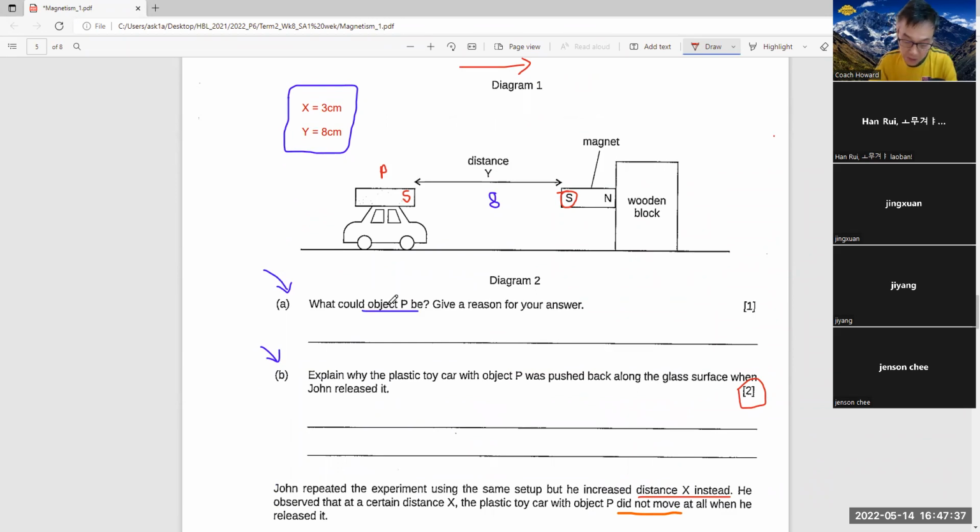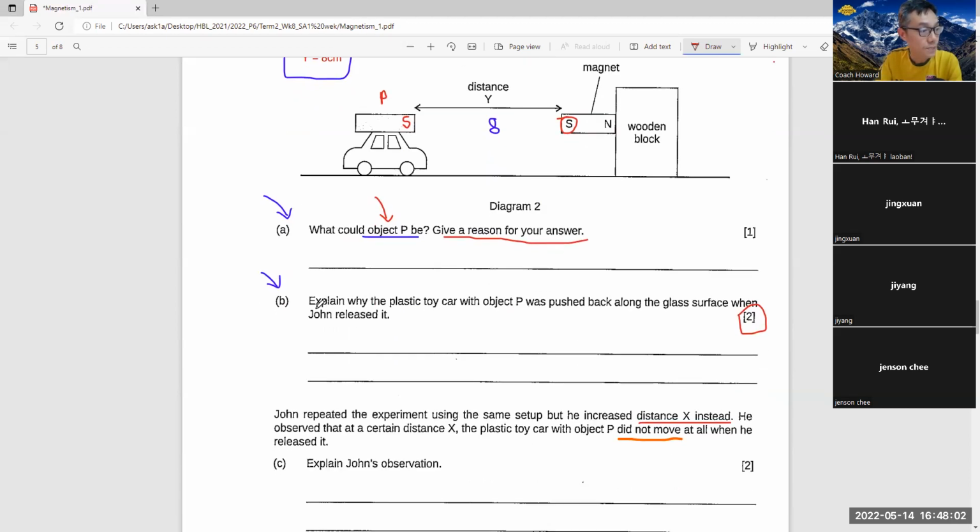In your answer, you must say that object P is a magnet, because they ask you what object P could be. Then they ask you to give a reason for your answer. You know that only magnets can repel, right? So you should say that it is a magnet because only magnets can repel each other.